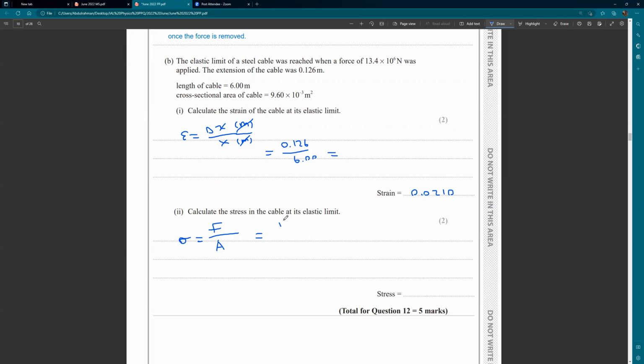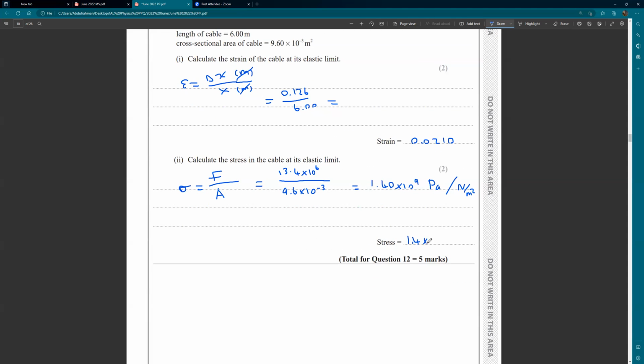The force is 13.4 times 10 to the 6 newtons. The area was given as 9.6 times 10 to the minus 3, which gives you 1.40 times 10. If I round to 3 significant figures, it's 1.46 times 10 to the 9, in either pascals or newtons per meter squared. So that will be your answer. Don't forget the units, you will drop a mark.